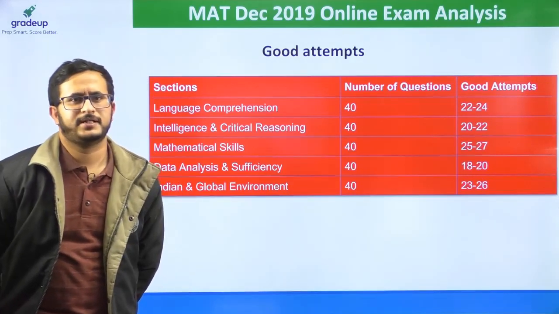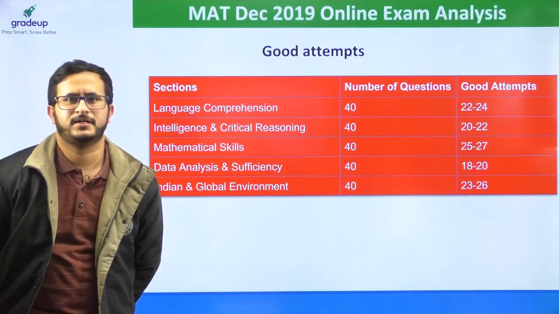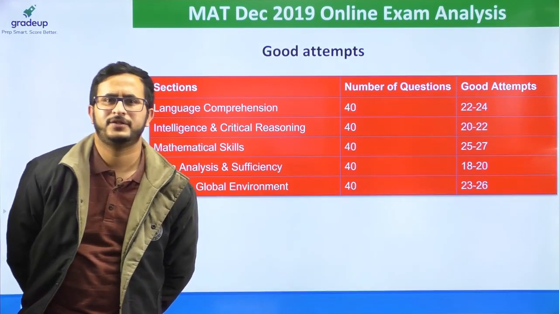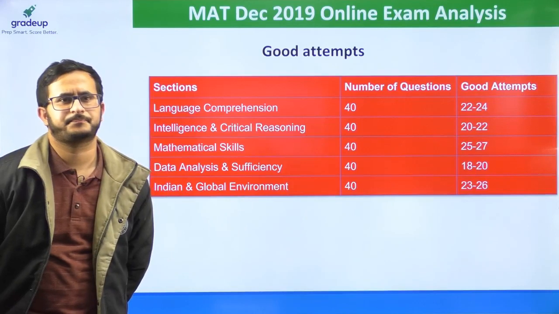Then talking about data analysis and sufficiency, I would say it was somewhat moderate, and 18 to 20 would have been good attempts.